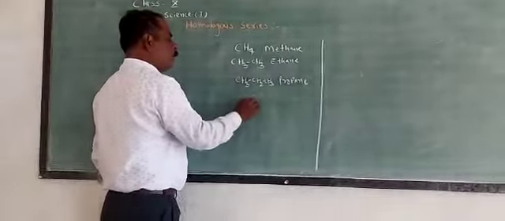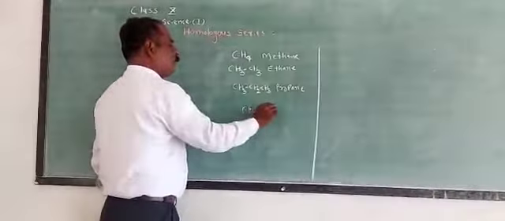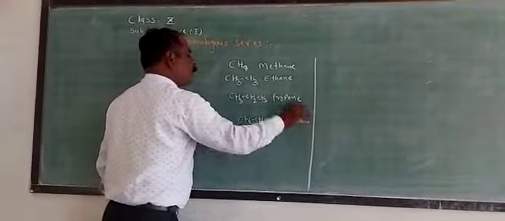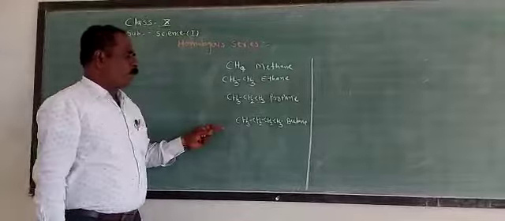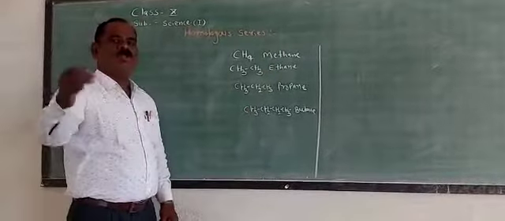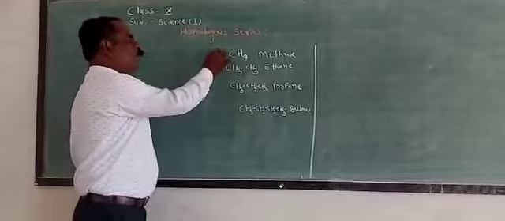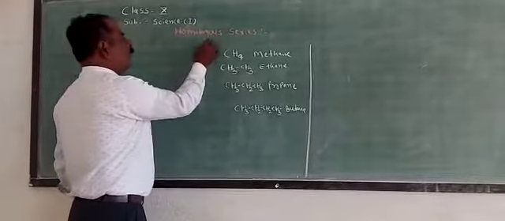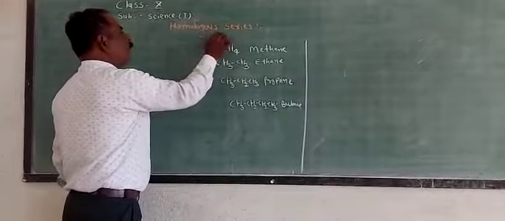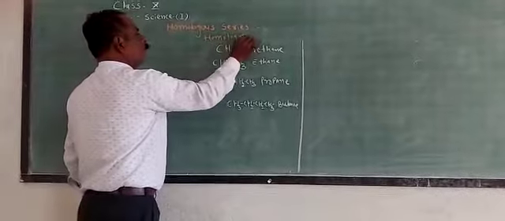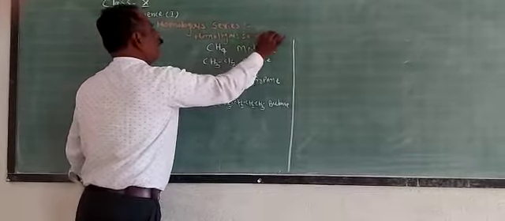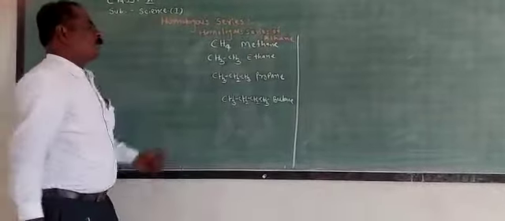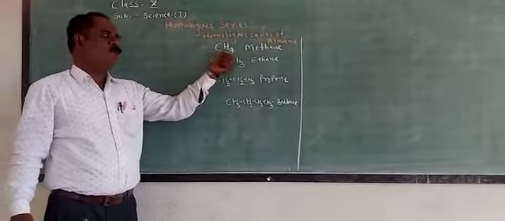The fourth molecule is CH3, CH2, CH2, CH3. The name of this molecule is butane. Similarly, alkane molecules continuously form when carbon forms bonds continuously with other carbon atoms. These are the first four members of the alkane series. This is called the homologous series of alkane. You see here on the blackboard, the first molecule contains one carbon and four hydrogen.